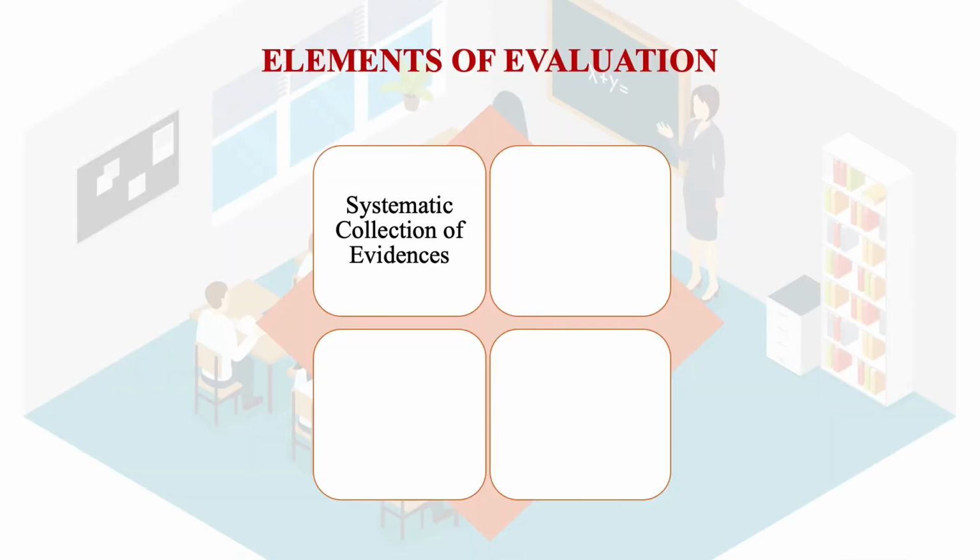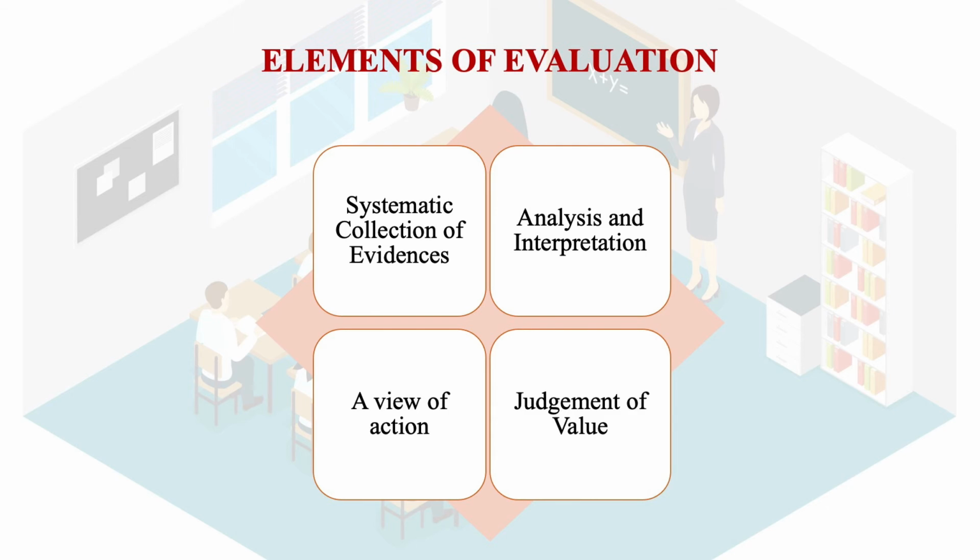So here you see the main focus is not only quantity, rather it is upon the quality and worth of something, the value of something. So being a teacher, you have to do the value judgment of the learners, and further we will discuss what value judgment is. Let us go forward. And the four elements of evaluation are: first, systematic collection of evidences; second, analysis and interpretation; third, the judgment of value; and further, a view of action. So try to understand these four elements of evaluation.